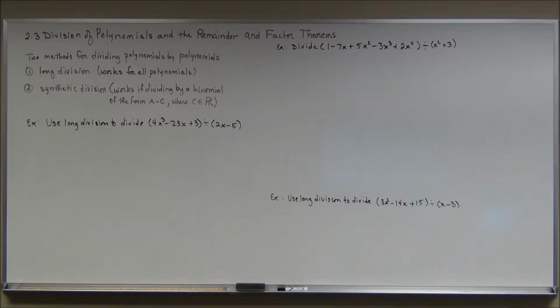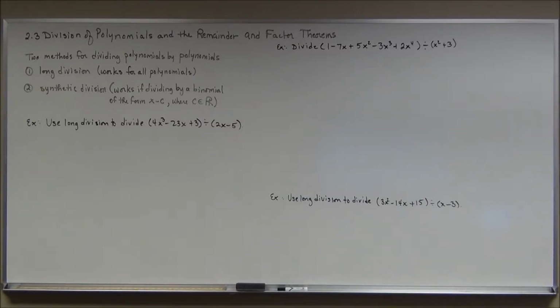Okay, we begin section 2.3, division of polynomials and the remainder and factor theorems. And all this is tied together. Division of polynomials. We talked about adding and subtracting polynomials much earlier. We even did some multiplication. Remember the FOIL and multiplying binomials times trinomials and all that. But we didn't really spend any time thinking about division other than dividing polynomials by a monomial.